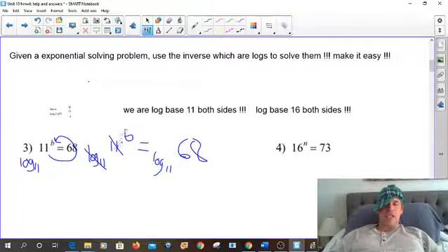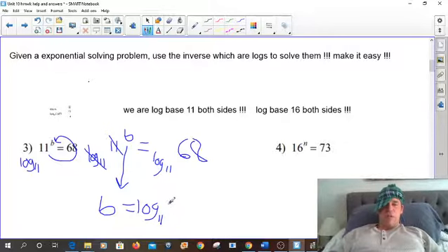Okay, so now that we log base 11 to the other side, now we solved for b, because b is not in the exponent anymore. B just comes down as our answer. So we get b equals log base 11 of 68, which is just a number. And we will just leave that as our answer.